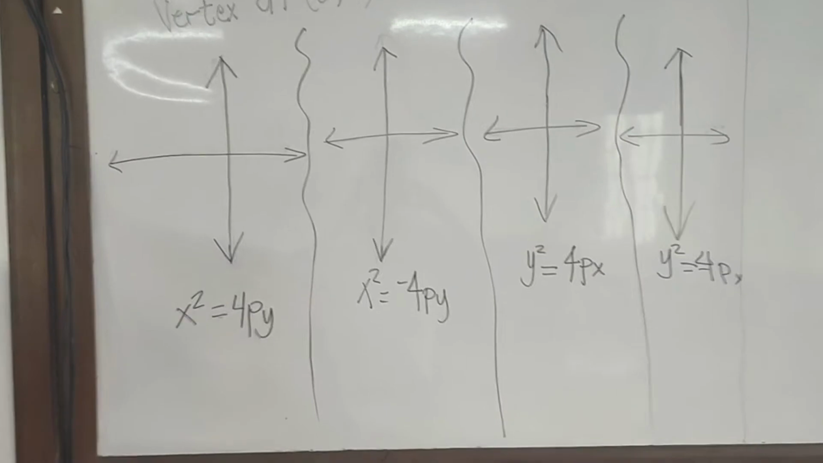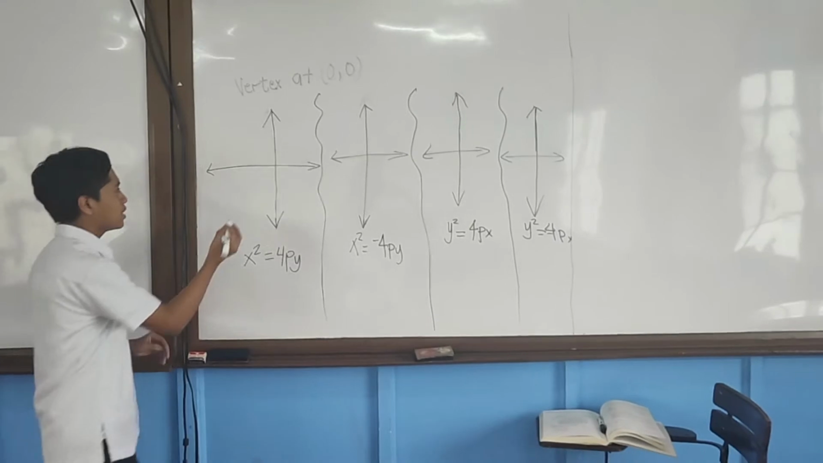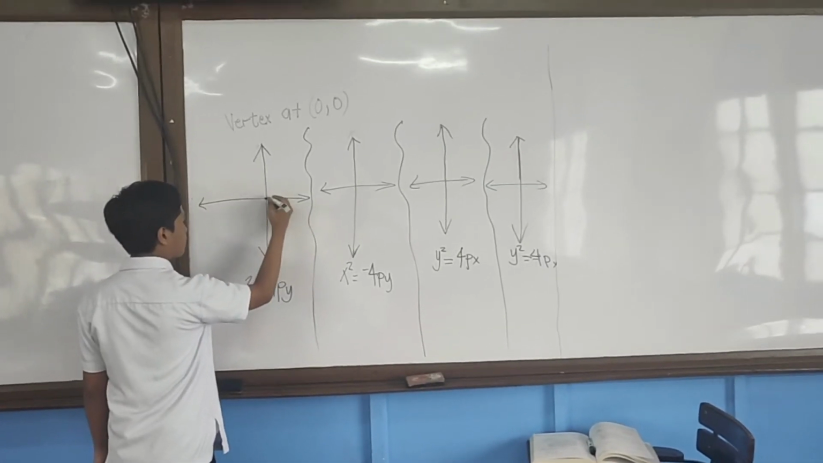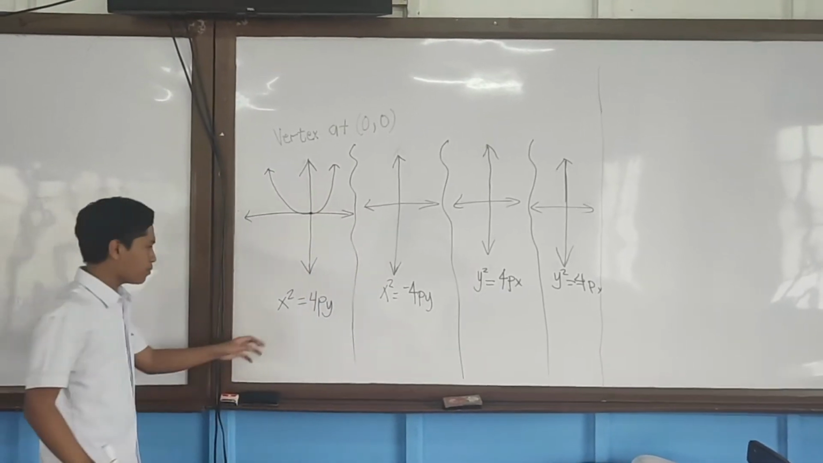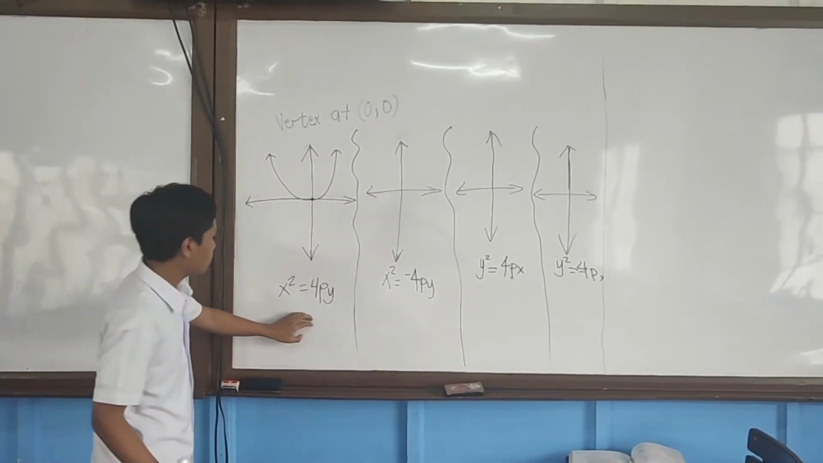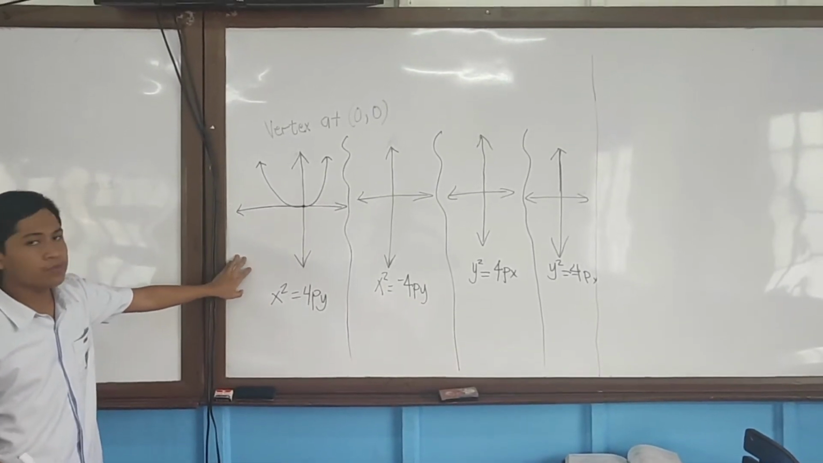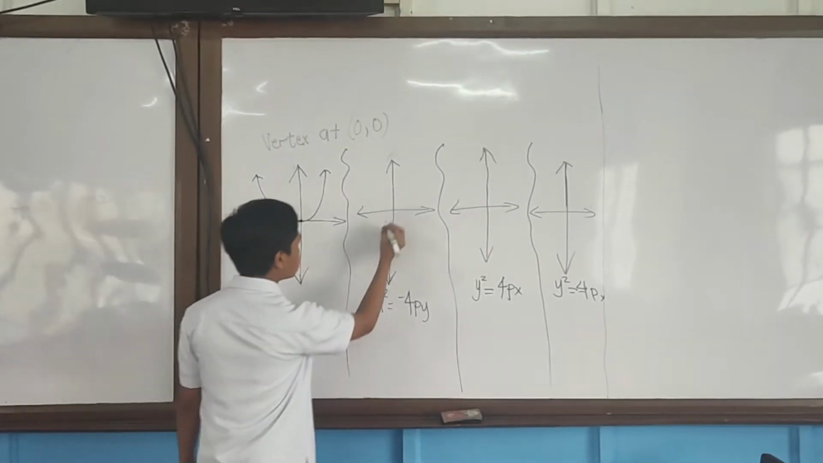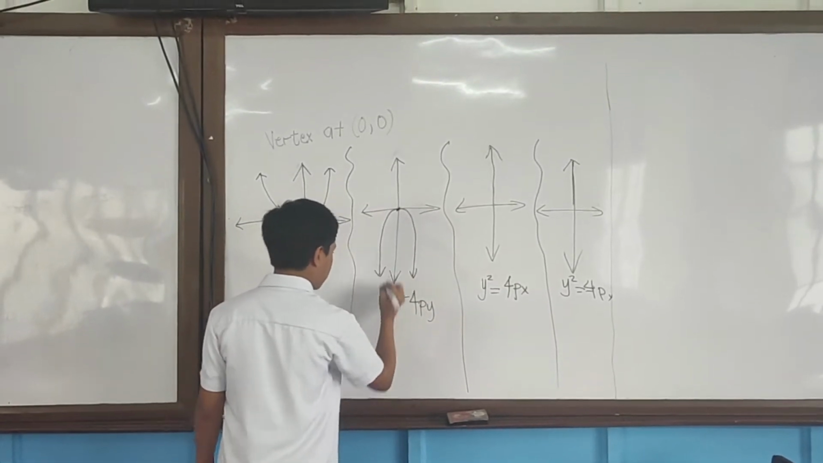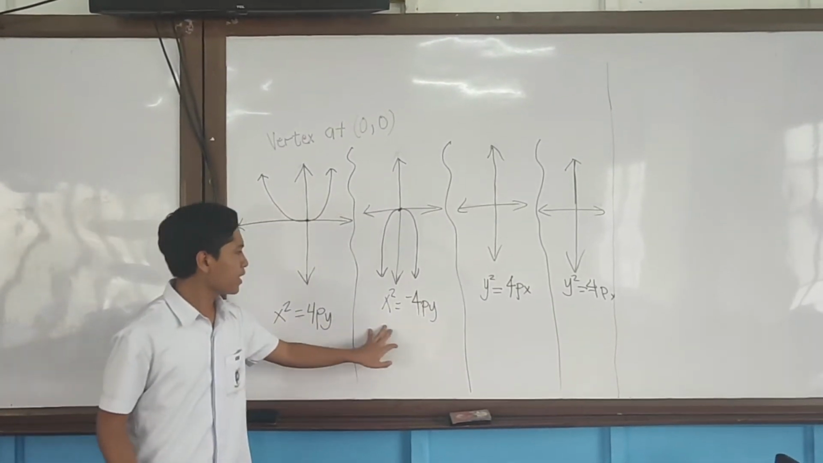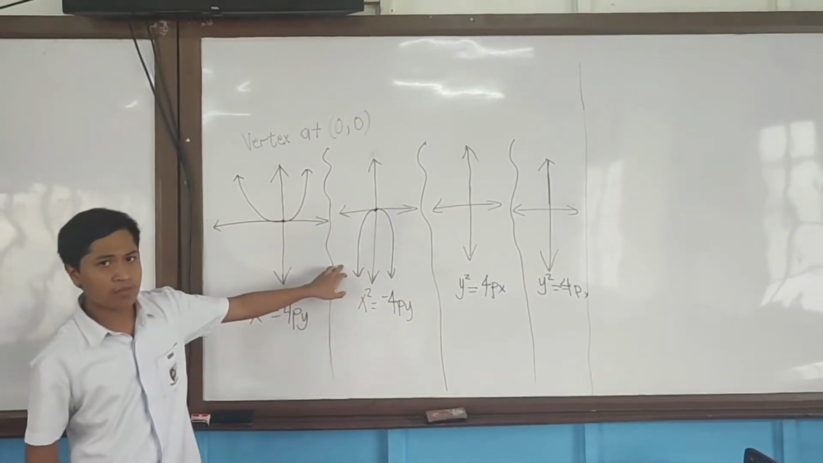Now, let's move on to the vertex at (0, 0), or should I say at the origin. If we make a parabola at the origin, in the equation x squared equals 4py, that will be our parabola, and it opens upward. Next, if we make our parabola x squared equals negative 4py, that will open downward.